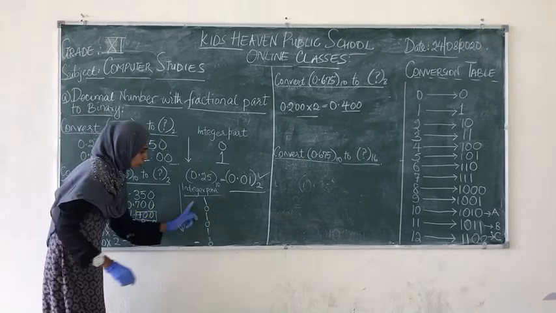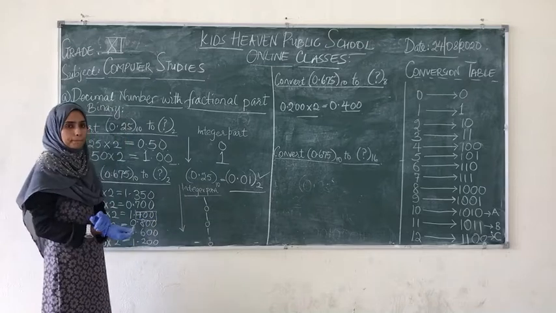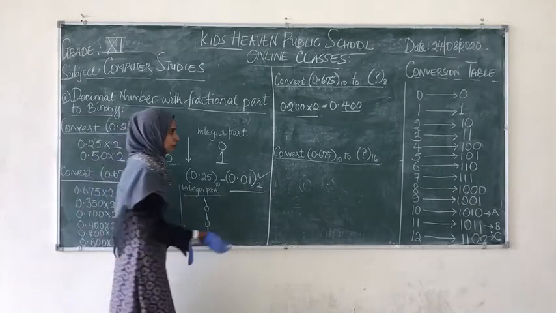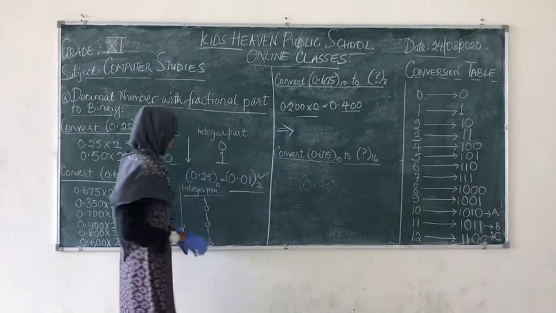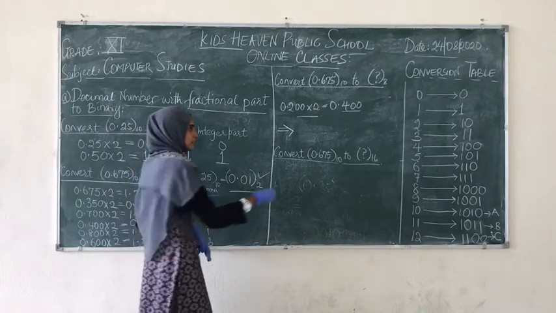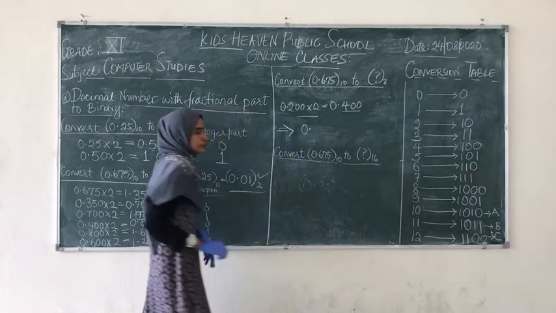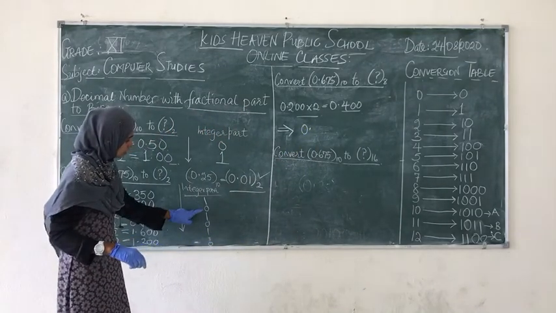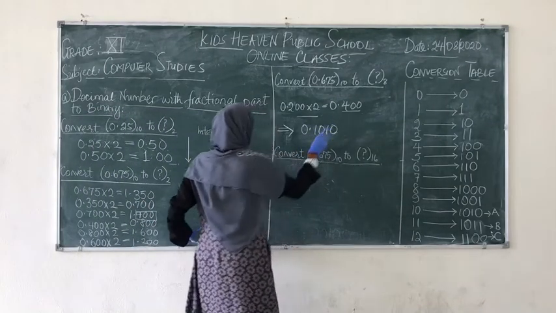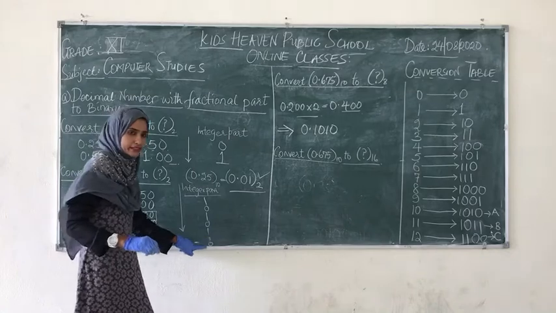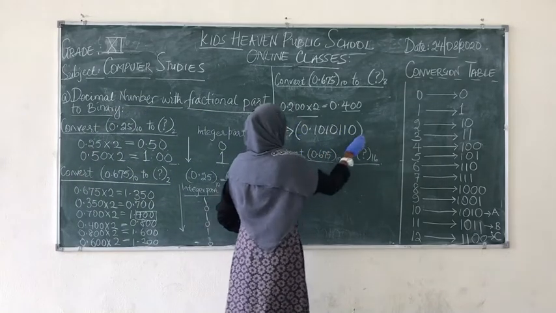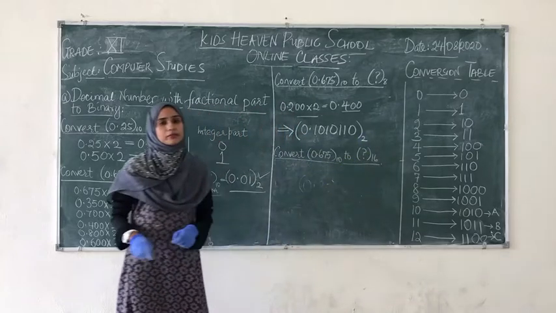Now what do we do? We note down this number. The integers that we have deduced, we note them down. Now this is going to be equal to, we read it from the top to the bottom. Don't forget, it is a fractional part. So we are first going to put a 0.1010110, and this is our new binary number.